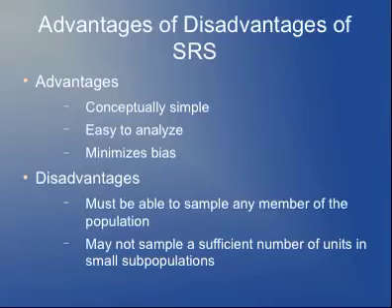Another drawback to simple random sampling is that if you want to make inferences about certain subpopulations, you may not get enough of them. For example, let's say you're doing a presidential election poll, or you're trying to figure out Obama's approval rating, whatever the case may be.